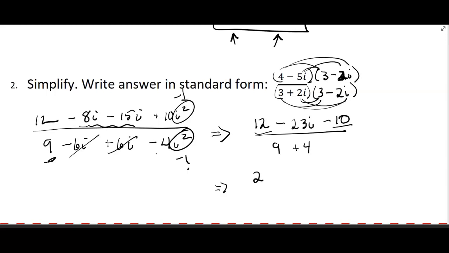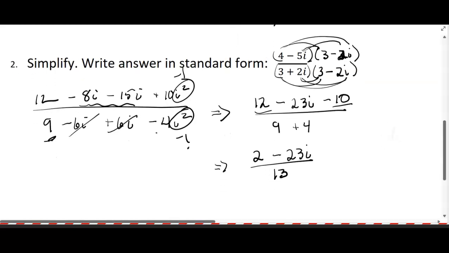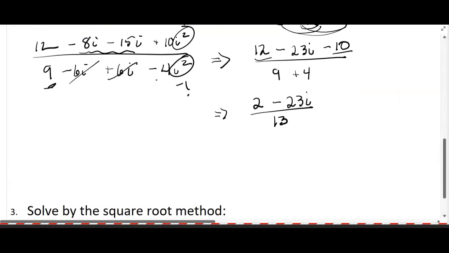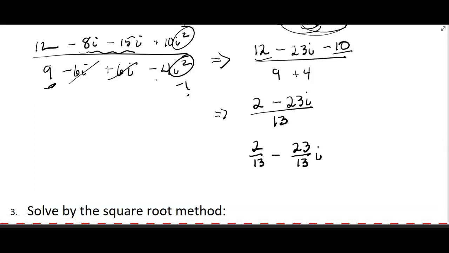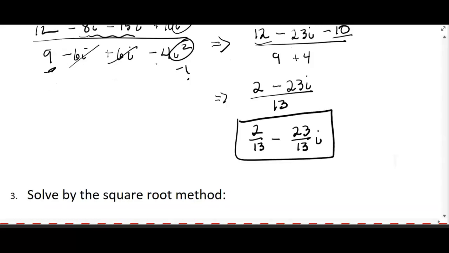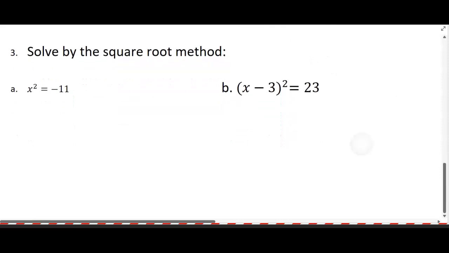And it's going to, well, I'll write it this way, minus 23i over 13, because I don't want to confuse you. That's what you have, but when we write it actually in a plus bi form, we split it up. So 2 over 13 minus 23 over 13i. Okay, that's the answer. Put a box around your answers. It makes it easier for me to find your answers.